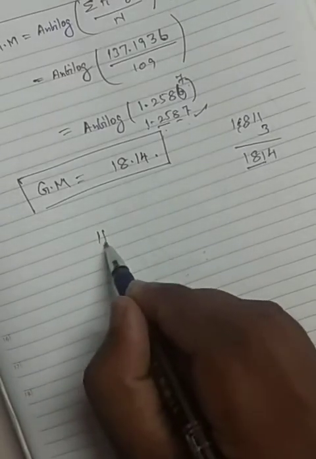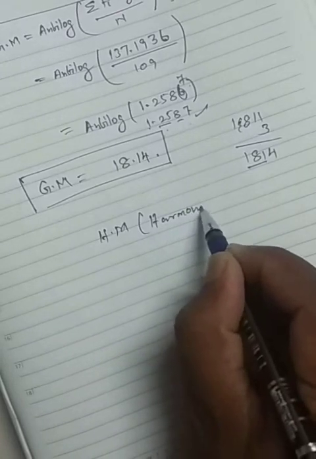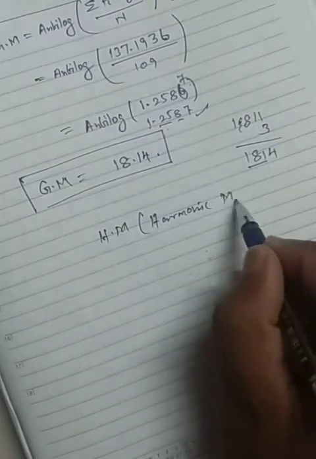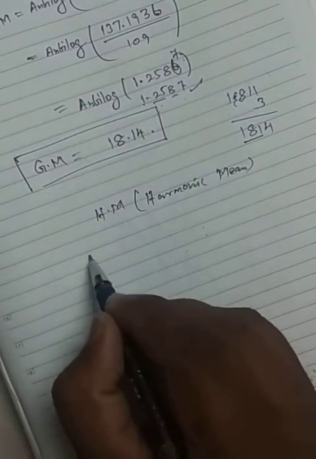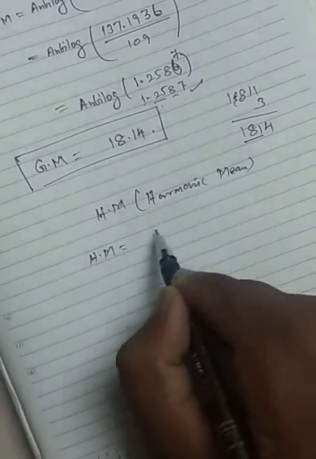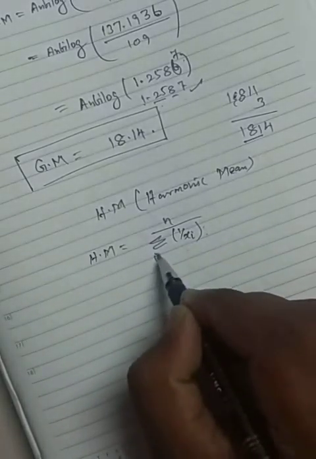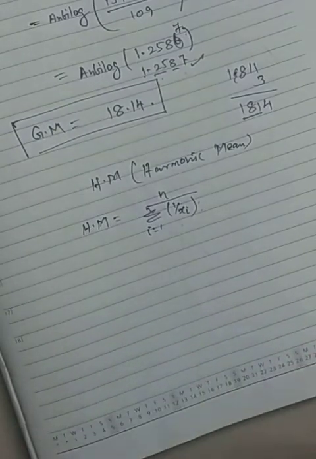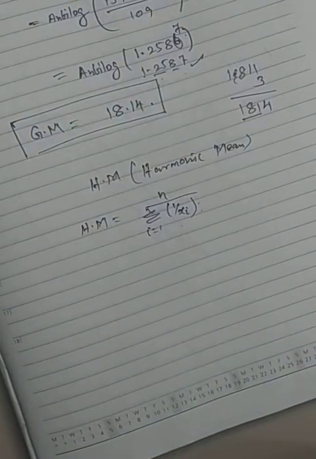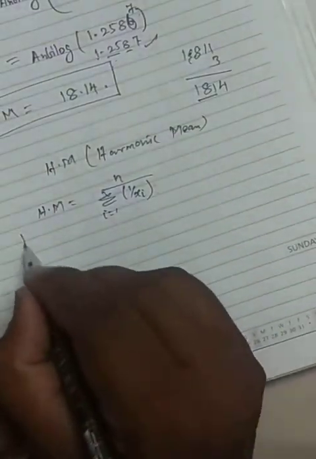Next topic is HM, not your headmaster, the harmonic mean. That is the harmonic mean we are going to find. What is the formula for this one? HM, the harmonic mean, is n by sigma 1 by xi, i ranging from 1 to n, that you can write. That is the harmonic mean for this data. There are interesting questions that I will show here. The same logic we are going to follow here also, which I have discussed. This is for raw data.